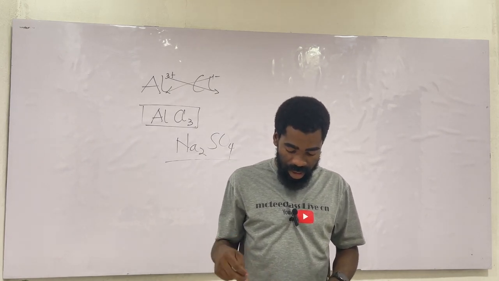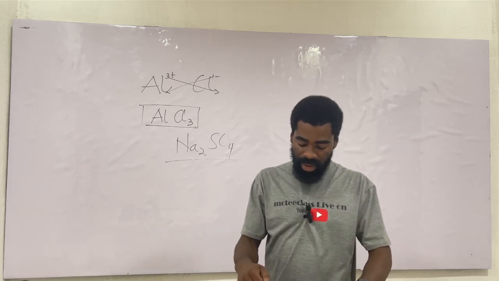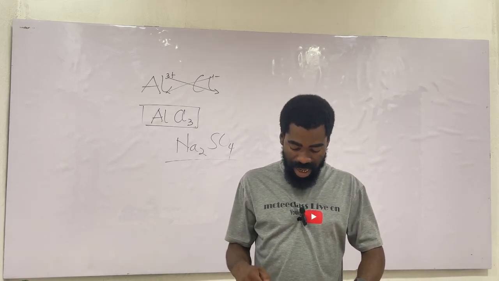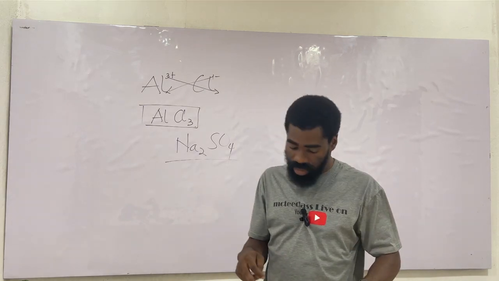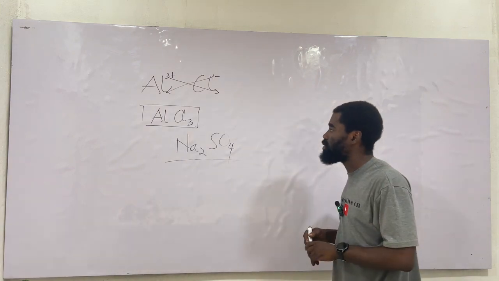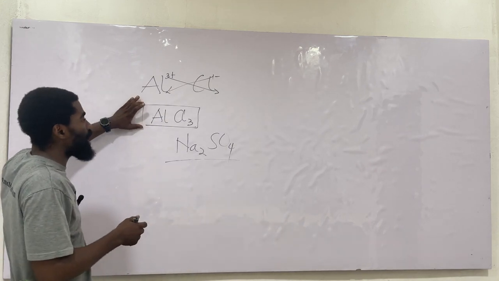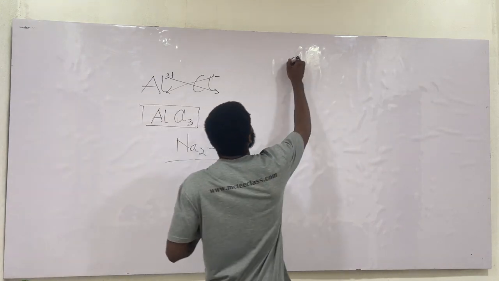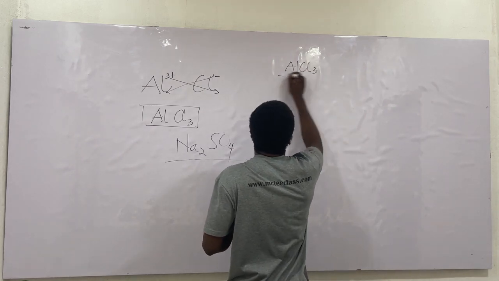Like I said, we are going to write down the names of the chemical formulas before we go into the proper naming, where we deal with oxidation states and all that. So let's go straight into this. If you want to name a compound, let's say I want to name AlCl3. I want to write this compound's name.